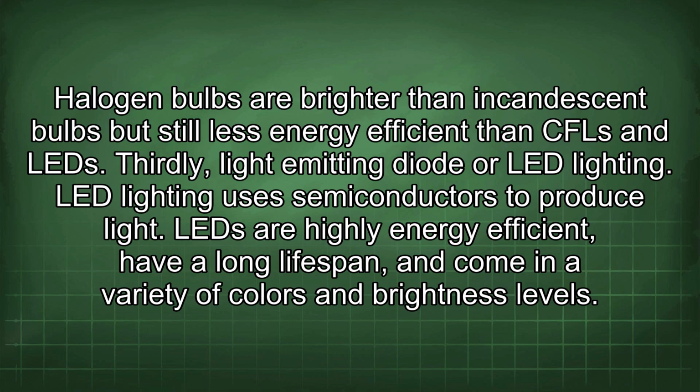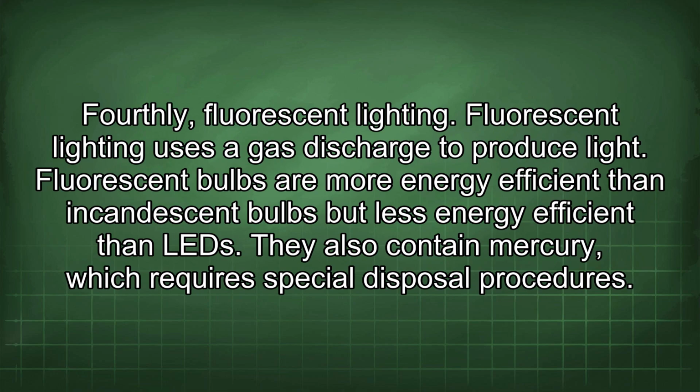Thirdly, light-emitting diode, or LED, lighting. LED lighting uses semiconductors to produce light. LEDs are highly energy efficient, have a long lifespan, and come in a variety of colors and brightness levels. Fourthly, fluorescent lighting. Fluorescent lighting uses a gas discharge to produce light. Fluorescent bulbs are more energy efficient than incandescent bulbs but less energy efficient than LED. They also contain mercury, which requires special disposal procedures.